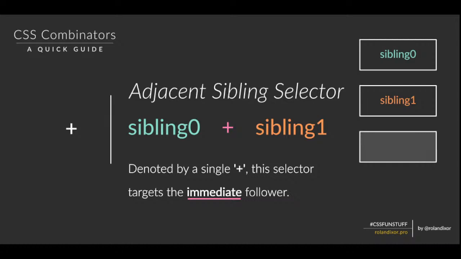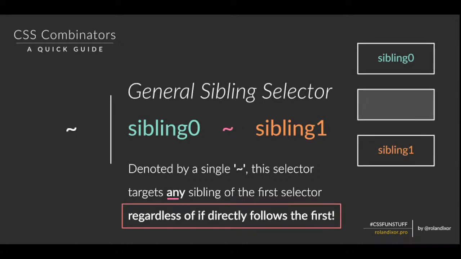And finally, we have the general sibling selector, which is represented by a tilde, and this targets any sibling of the first selector regardless of if it directly follows the first. However, because CSS is a cascading language, everything cascades from the top down, you cannot run this backwards. So like if I had sibling 1 above sibling 0, it will not work.